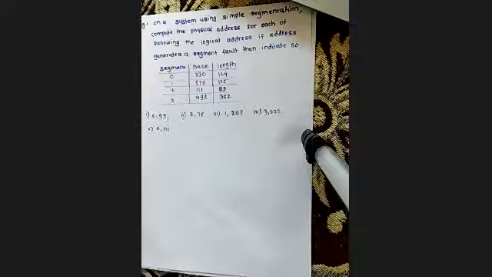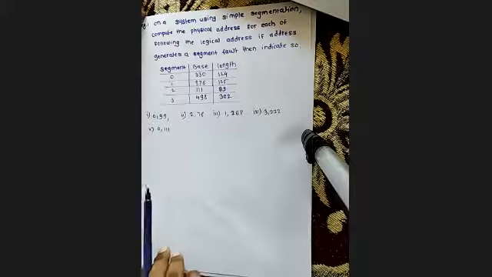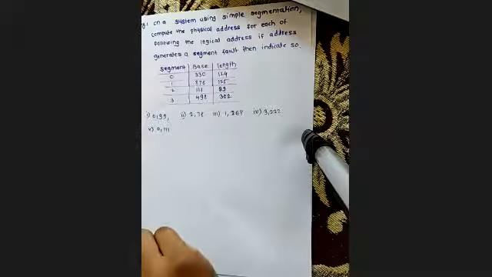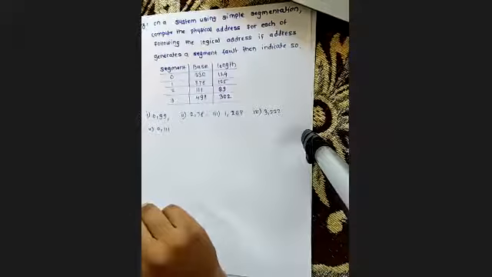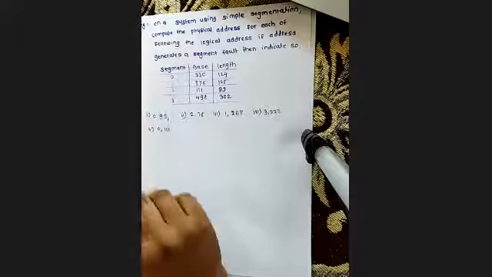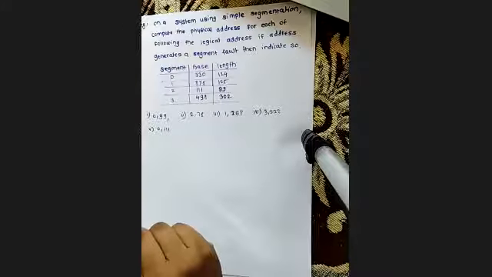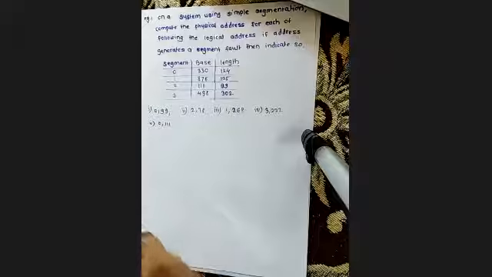Okay. So based upon that, the examples will be asked like this. The question given here is: on a system using simple segmentation, compute the physical address for each of the following logical addresses. If an address generates a segment fault, then indicate so. That means there may be a case where a segment fault can occur, that is, the particular segment asked by the CPU is not available in the RAM, then we have to mention it accordingly.